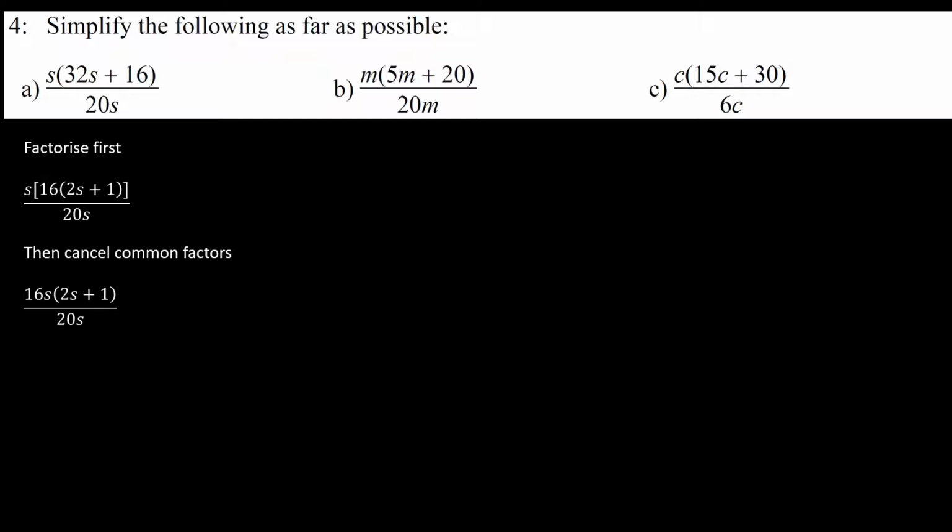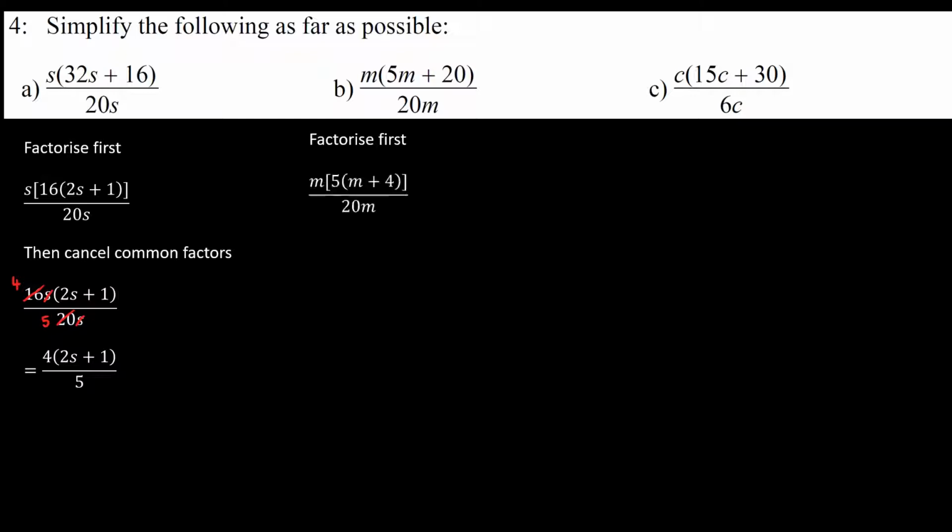So we'll just make that a bit tidier. The 16 and s go together. And now we just look at the 16s and the 20s and see what we can cancel. The s's are both going to cancel. And you can divide 16 and 20 by 4. And you get 4 over 5. So you rewrite it all tidied up.